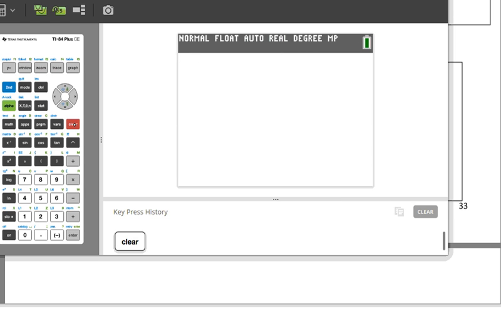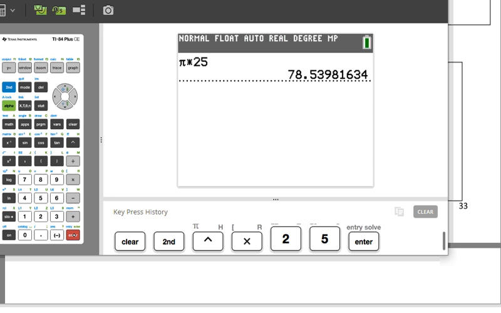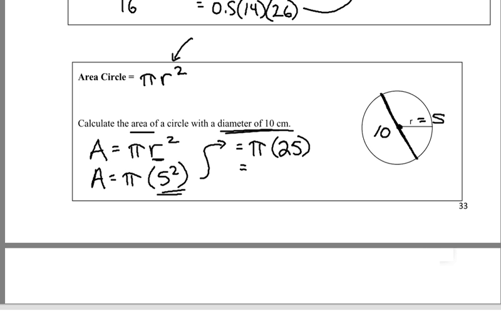Remember, pi times r squared is pi times 25. So we use the second function, the little arrow, which gives us pi, multiply by 25, and round to whatever the question asks for. We can always round to the tenths place. 78.53. The 3 tells us to leave the 5 as is. So we get 78.5 for our area, and that's 78.5 centimeters squared.